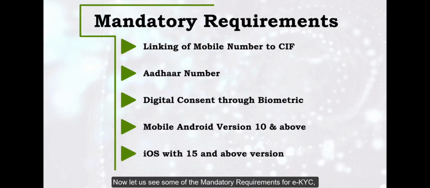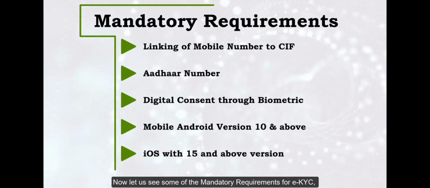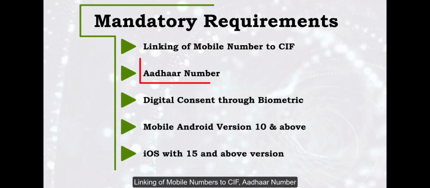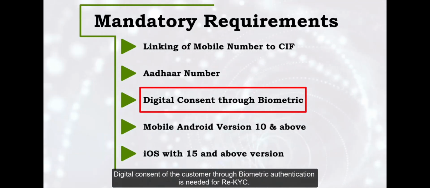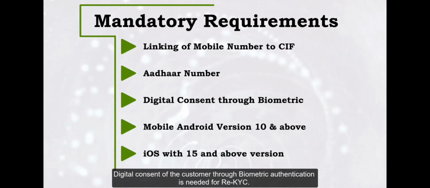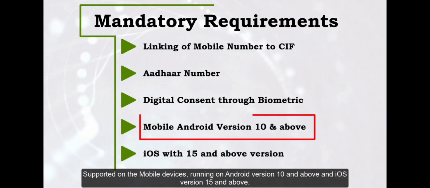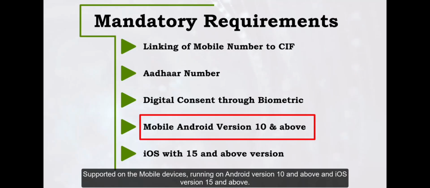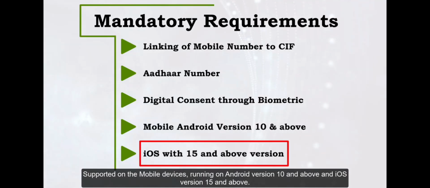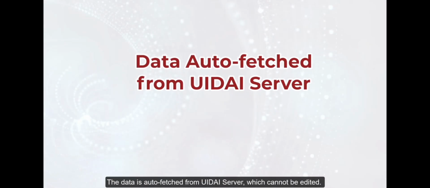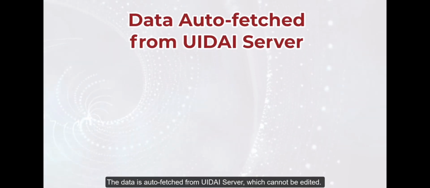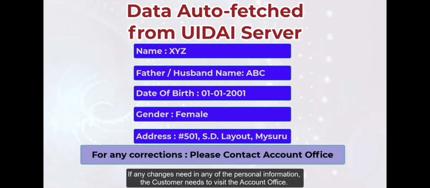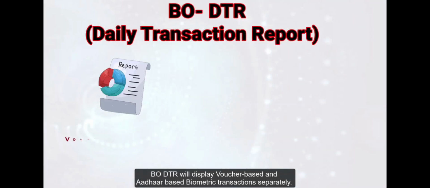Now let us see some of the mandatory requirements for eKYC. Linking of mobile number to CIF, Aadhaar number, and digital consent of the customer through biometric authentication are needed for re-KYC. Supported on mobile devices running on Android version 10 and above and iOS version 15 and above. The data is auto-fetched from UIDAI server, which cannot be edited. If any changes are needed in any of the personal information, the customer needs to visit the account office. BODTR will display voucher-based and Aadhaar-based biometric transactions separately.